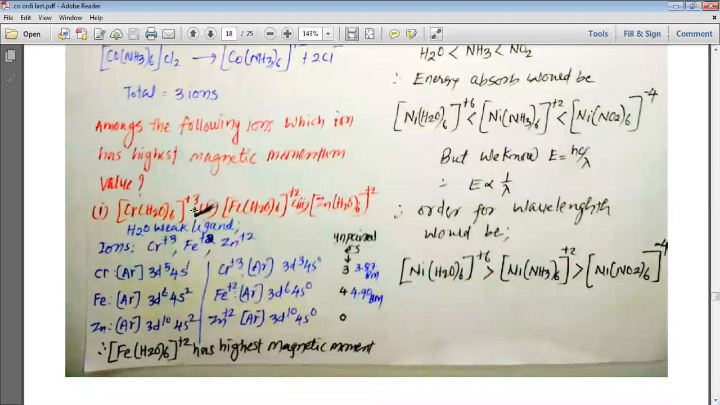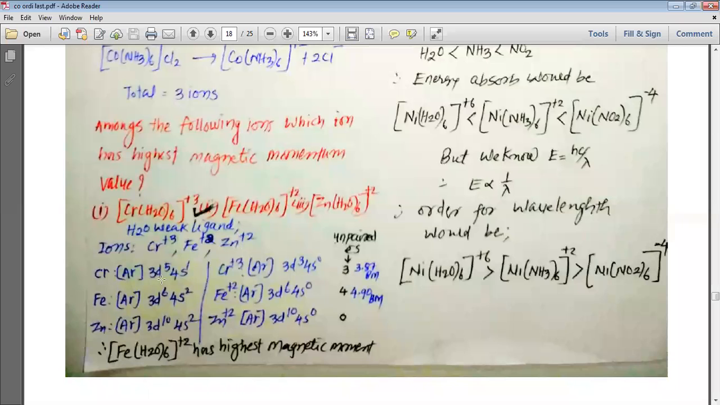Here we have [Cr(H2O)6], and you can see that chromium, iron, and zinc, all of them are bonded with the H2O ligand. All have 6 H2O ligands. Chromium is +3, iron is +2, and zinc is +2. So H2O is a weak ligand. The ions present are Cr+3, Fe+2, and Zn+2.